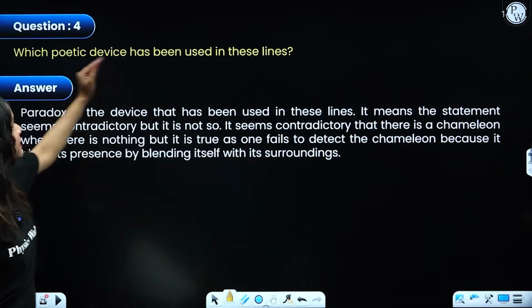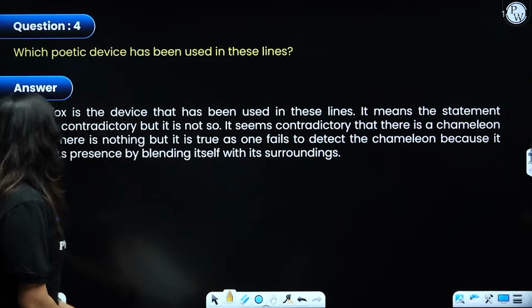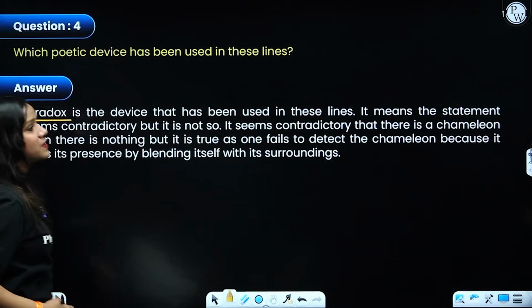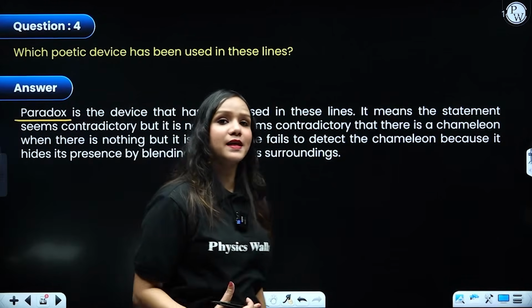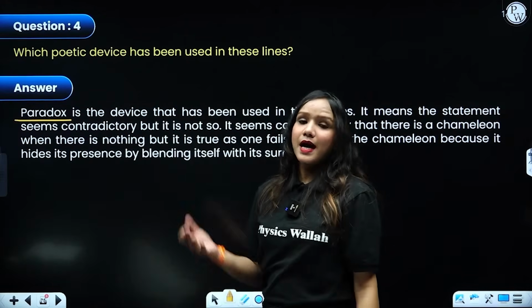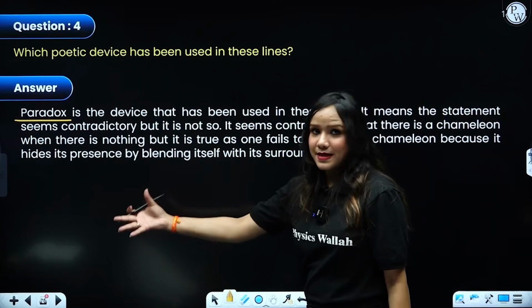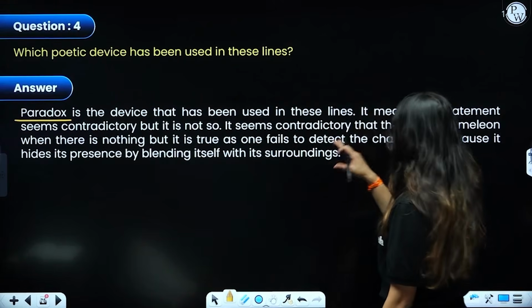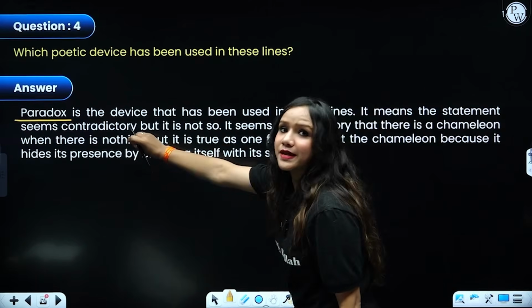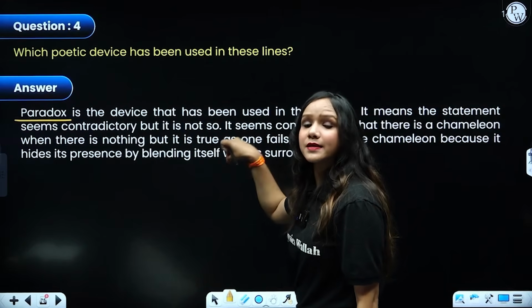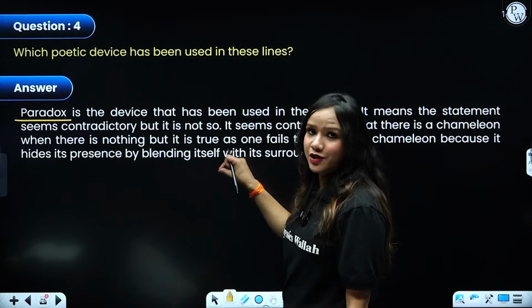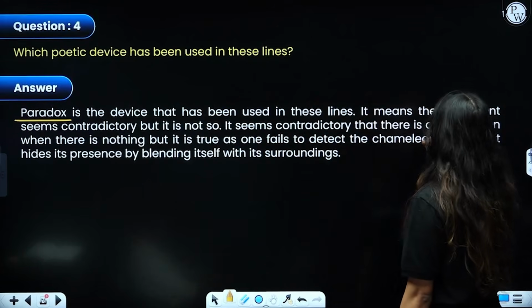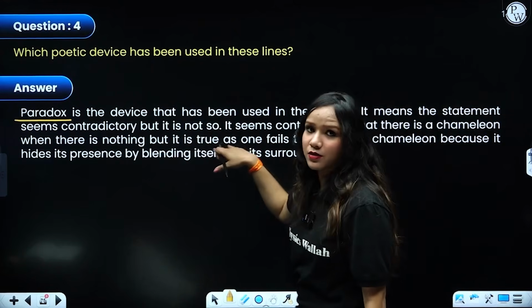Now, which poetic device has been used in these lines? Paradox is something which has been used, and time and again I have been telling you this literary device so that you can easily memorize it. Paradox, paradox and paradox. Let us try to understand the meaning. It means the statement seems contradicting itself, but as we study the deeper meaning of the statement, we find it very true. Let us see. It seems contradictory that there is a chameleon when there is nothing on the tree.